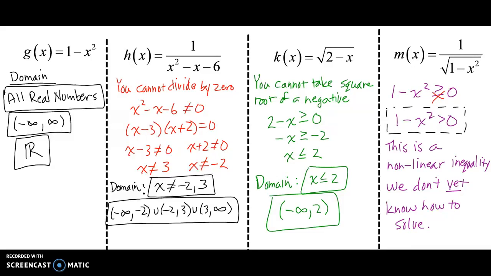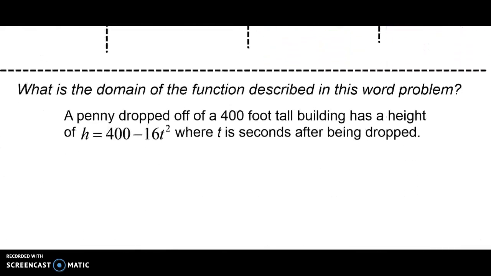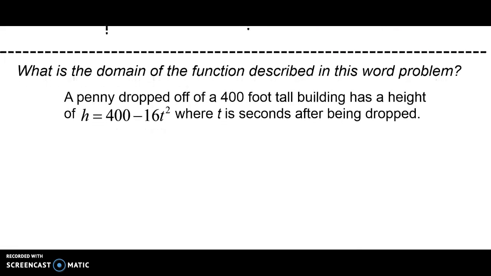Now, there is one other situation where domain gets a little bit tricky, and that has to do with word problems. If you're dealing with a word problem, the equation itself might have absolutely no problems with the domain. I mean, look at this thing. Does this have a denominator? Is there any danger that we might divide by 0? No. Does it have a root? Is there any place in here where we might accidentally try to do a square root of a negative? No. And normally, what that would mean is the domain is all real numbers, but not this time.